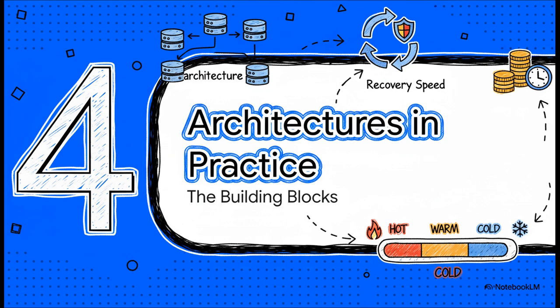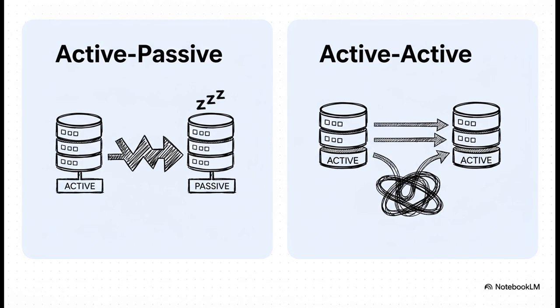Okay, so we've got the theory down. Let's talk about what these architectures actually look like in practice. So when we go to build these things, it usually boils down to two main patterns. On one hand, you've got active-passive. This is the classic setup. One primary system is handling all the traffic, and a standby is just sitting there, idle, waiting for a failure. It's way simpler to manage. The downside? You're paying for hardware that's doing nothing most of the time.